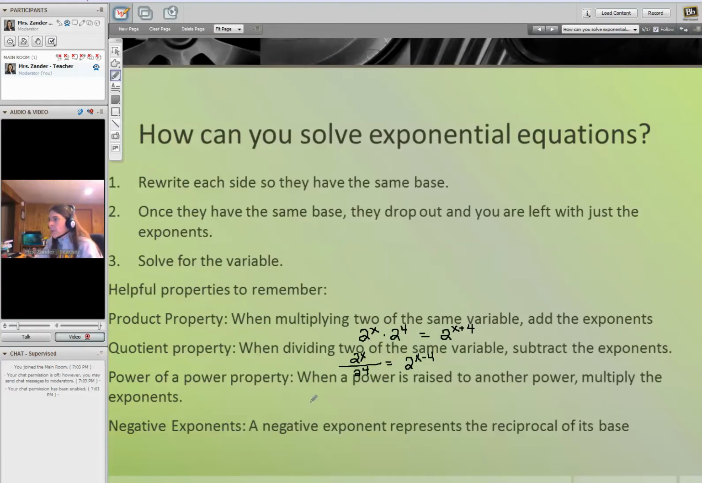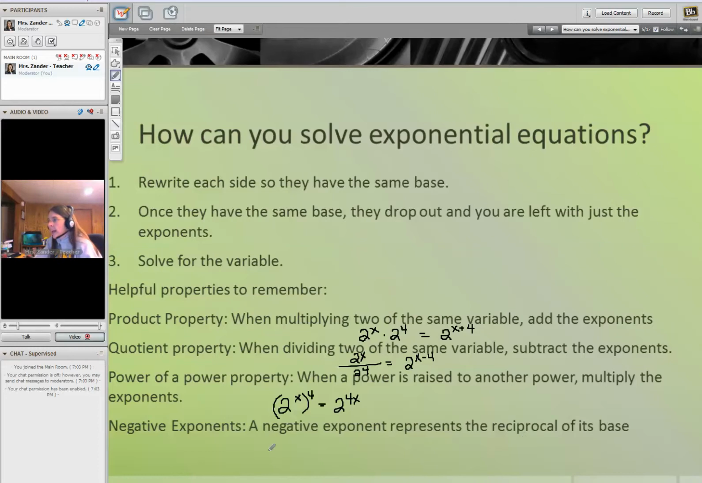The power of a power property would be 2 to the x, all to the 4th, and you're going to multiply your exponents there. Again, notice how there's not a second base in between the x and the 4 this time. That's how I know that it's a power of a power, because there's no extra base in there. So if you look back up to the product property, notice how there's a base here and a base here. We only have one base there. So that's when we know we have to multiply that. So we get a 4x there.